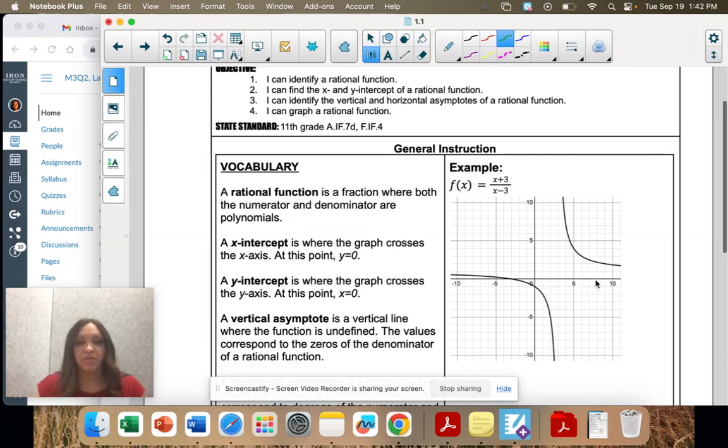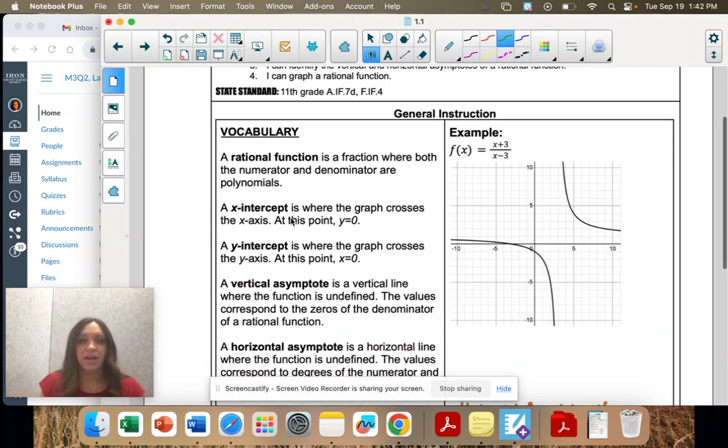And when we graph those, we still have x and y intercepts. We're still crossing at the x-axis and the y-axis. So for this graph, look at your x-axis. Where do we cross? That's an x-intercept. And then you would look at the y-axis. Where do you cross? That's a y-intercept.